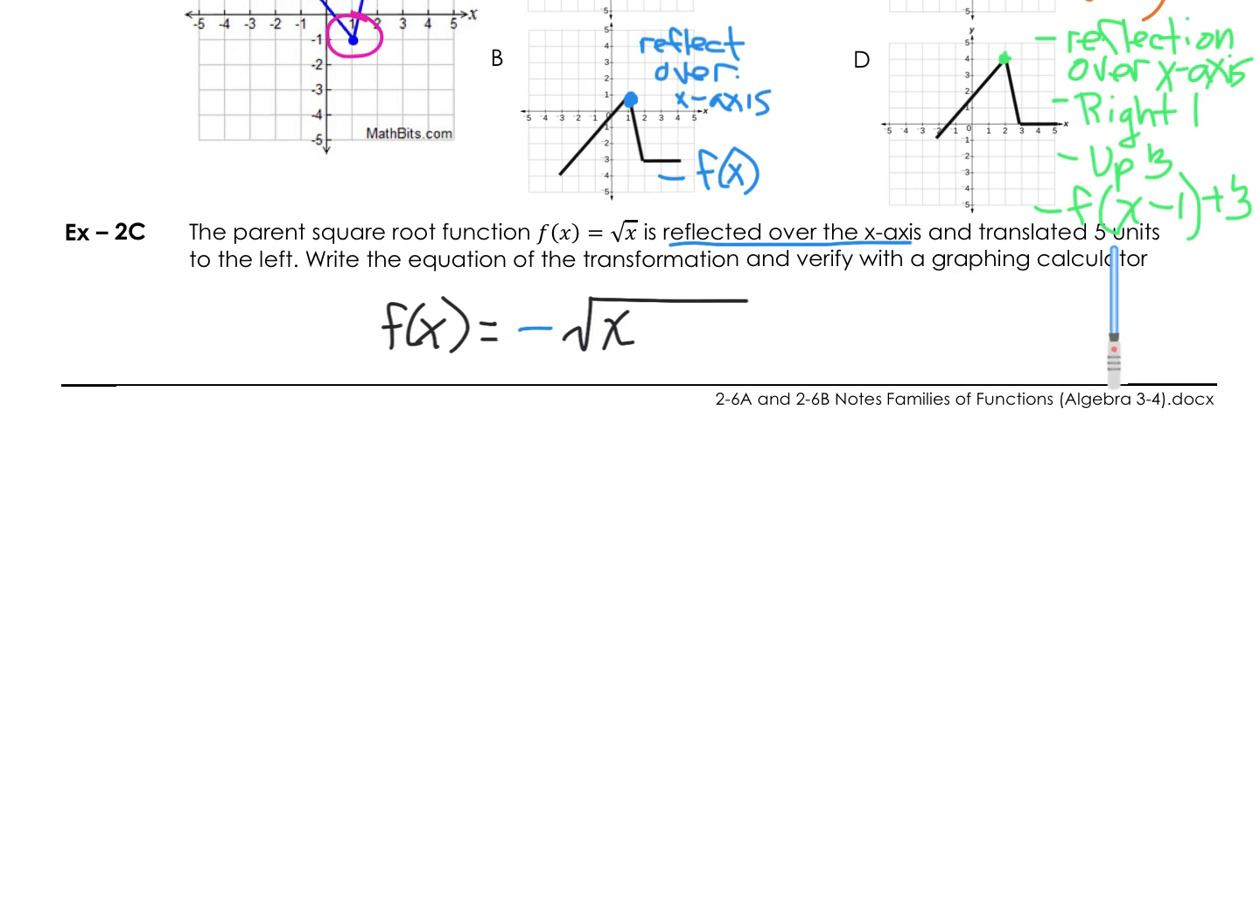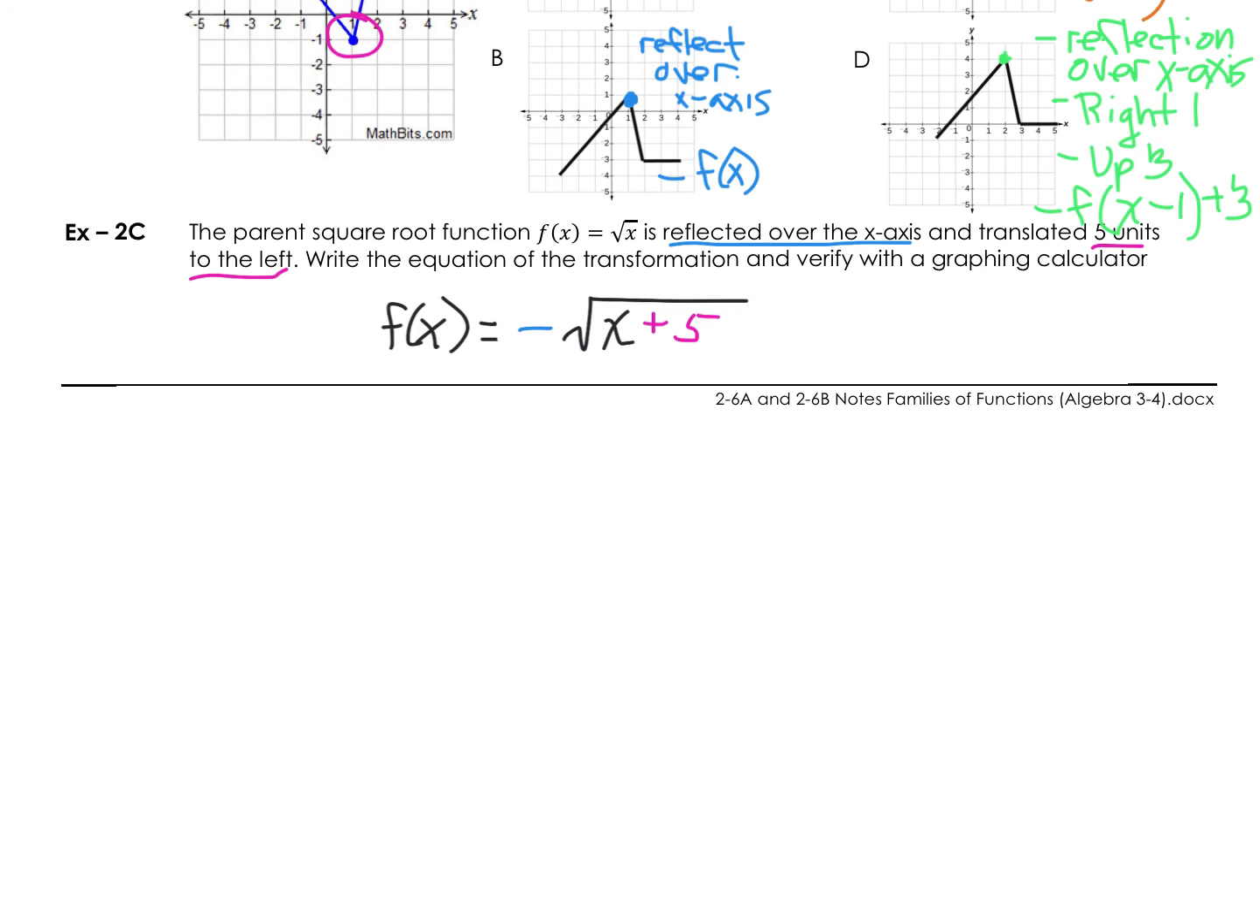Then we are translating it 5 units to the left. So let's do 5 units to the left in pink. And because left is an x direction, and that means it's inside the function, we're going to do the opposite sign of what left would be, and we're going to put a plus 5 inside the function. And that's it.